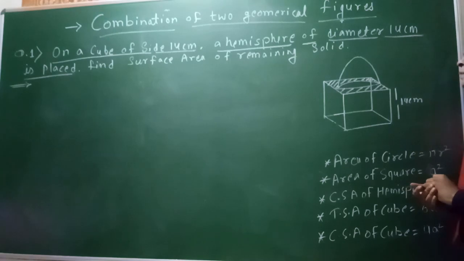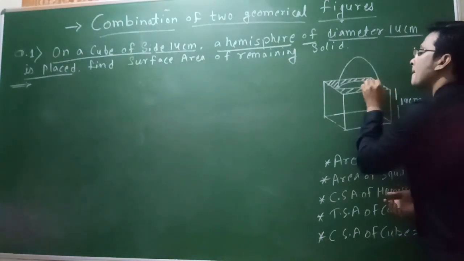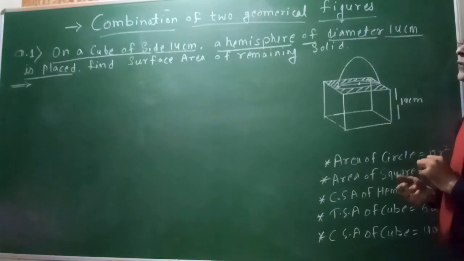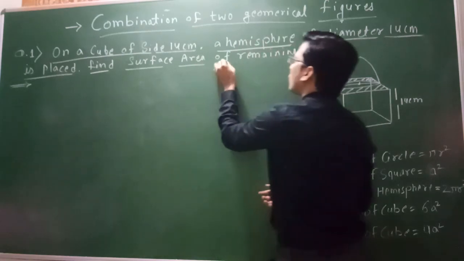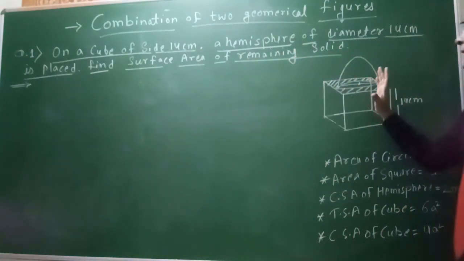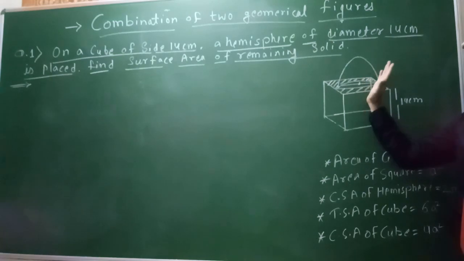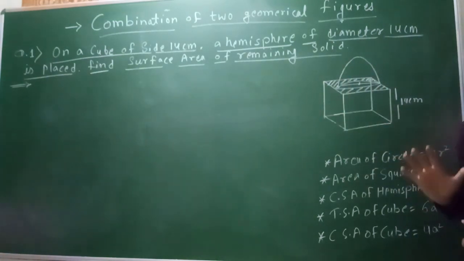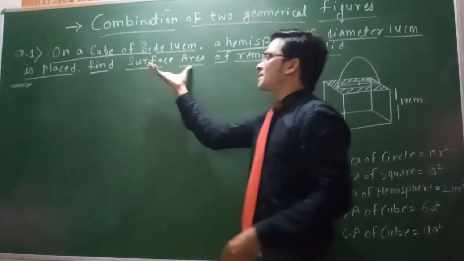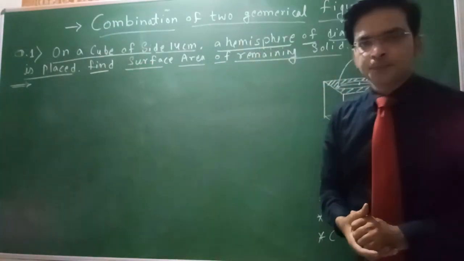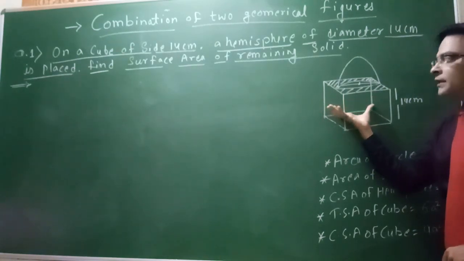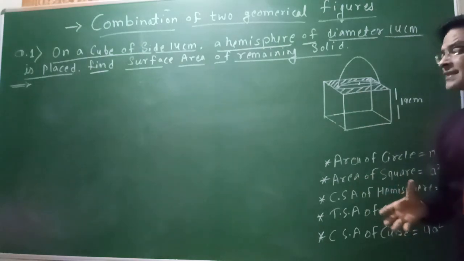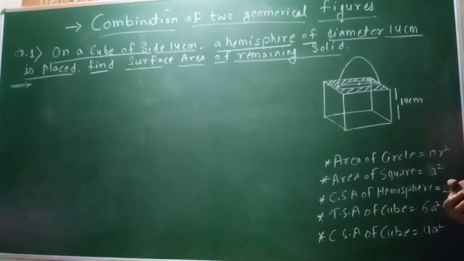Now let us see how to solve this. What we have to find is the surface area of the remaining solid. So this is a solid and we have to find the surface area of this solid. Before solving, first understand what the surface area is. Whatever area is visible to us, we can say that is the surface area. So in this figure, we have to find out which areas are visible.